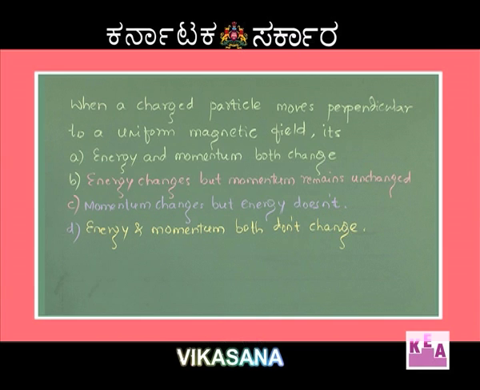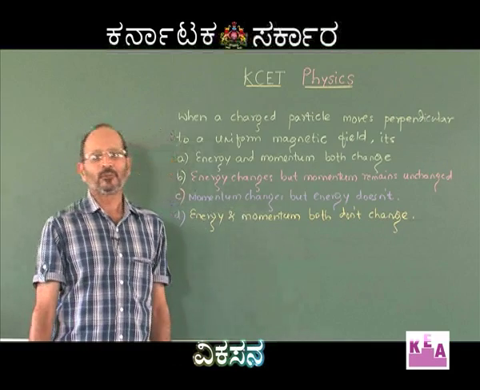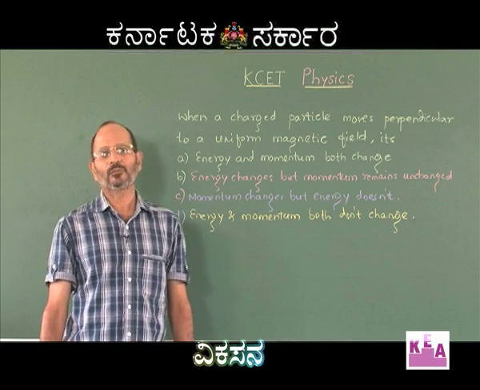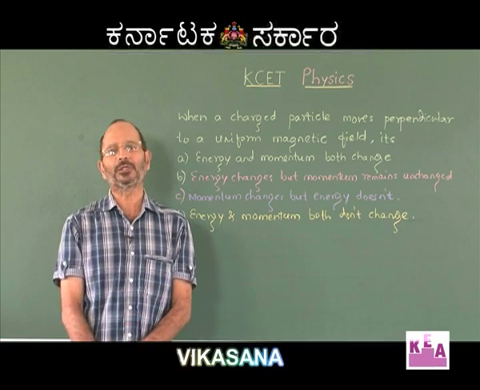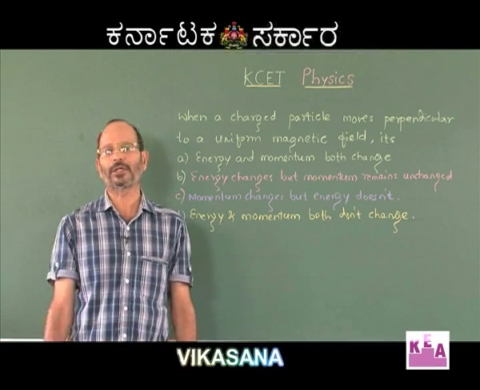Let us read the problem. When a charged particle moves perpendicular to a uniform magnetic field, its energy and momentum both change. Energy changes but momentum remains unchanged. Momentum changes but energy does not, and energy and momentum both do not change. See, he has allowed a charged particle to move at right angles to the magnetic field. That is, he has projected it with a velocity which is perpendicular to the magnetic field.